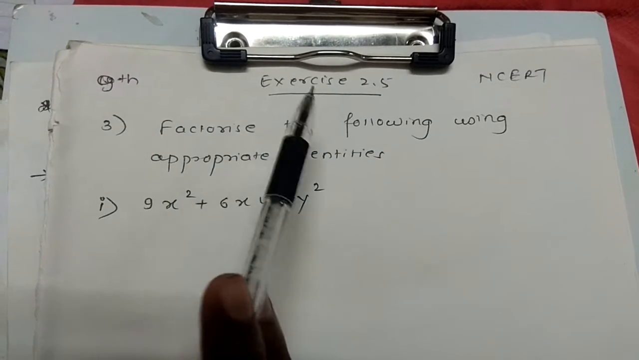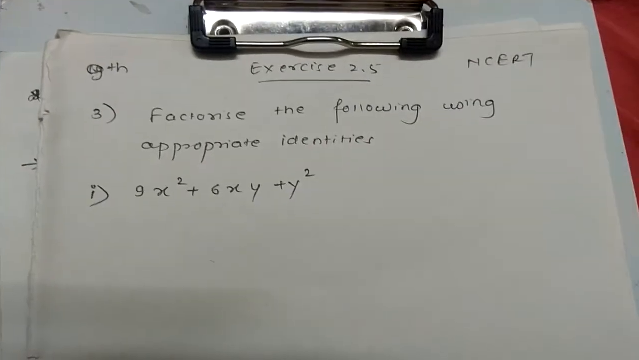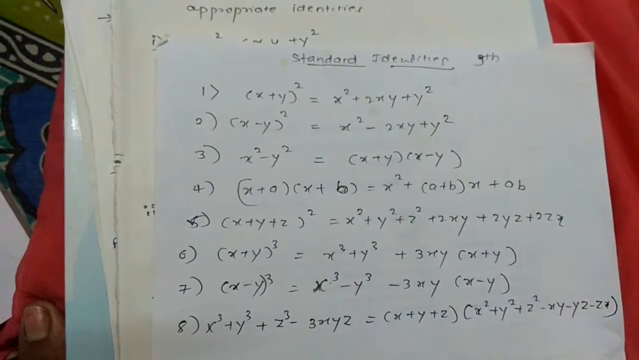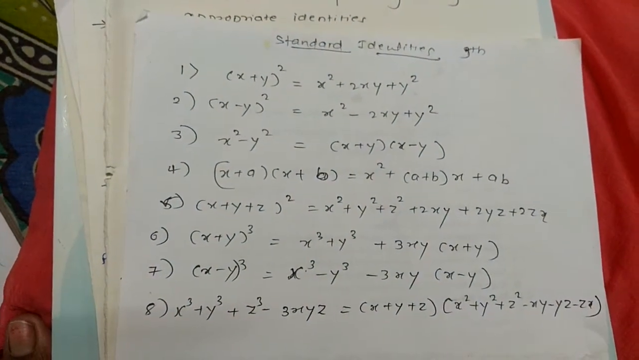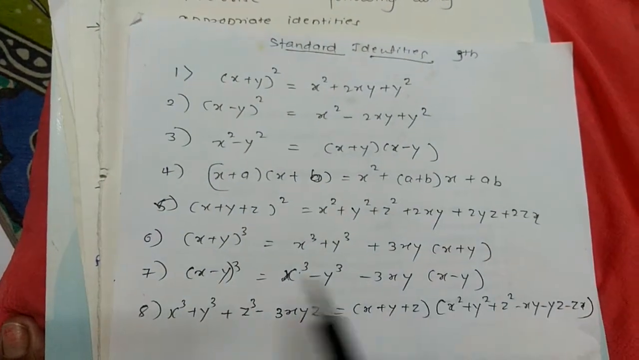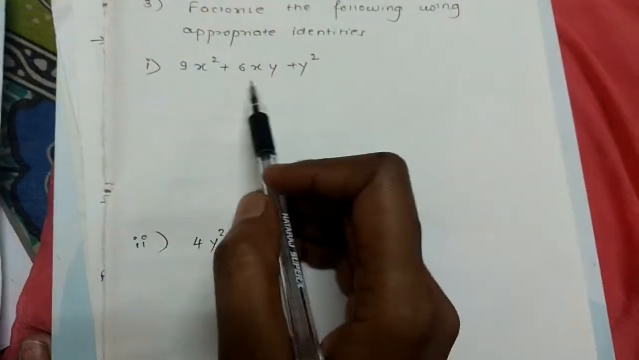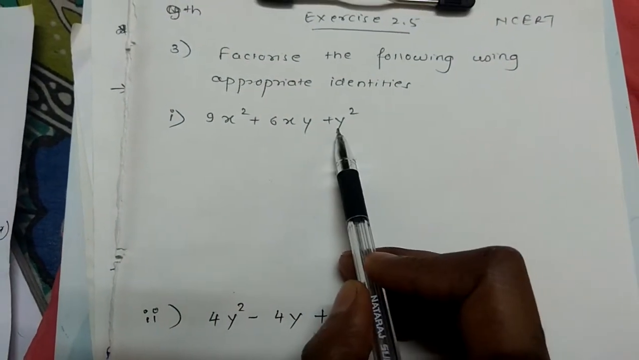Third question, factorize the following using appropriate identities. So let us start this. We have a total of 8 identities here. You have to list these identities and remember them. In the examination, first of all you have to write them on the last page, because you will get such kind of questions in the exam, and by comparing you have to use the identities. So the first question is 9x square plus 6xy plus y square.